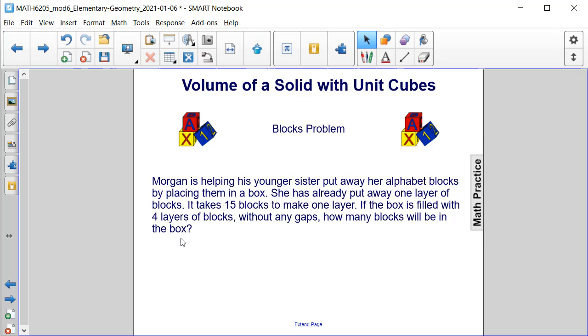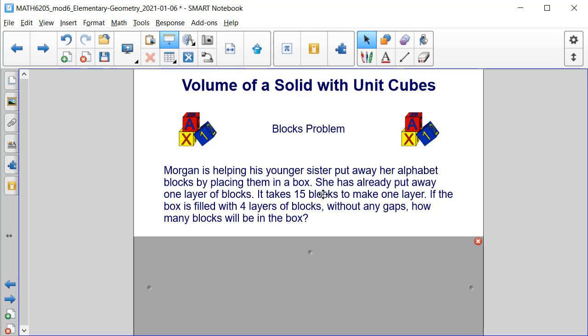Let's start off with an example. Morgan is helping his younger sister put away her alphabet blocks by placing them in a box. She has already put away one layer of blocks. It takes 15 blocks to make one layer. If the box is filled with 4 layers of blocks without any gaps, how many blocks will be in the box?